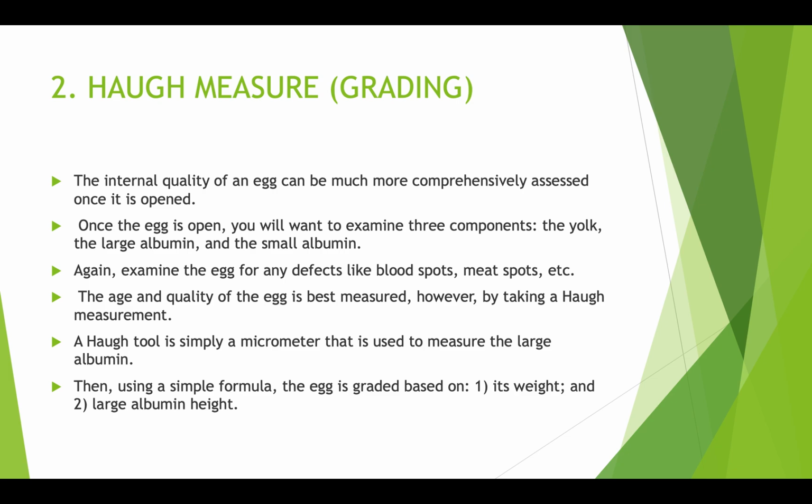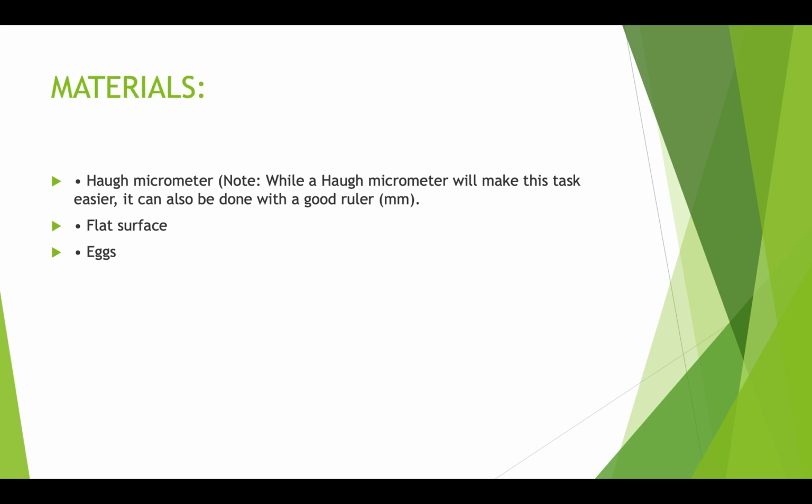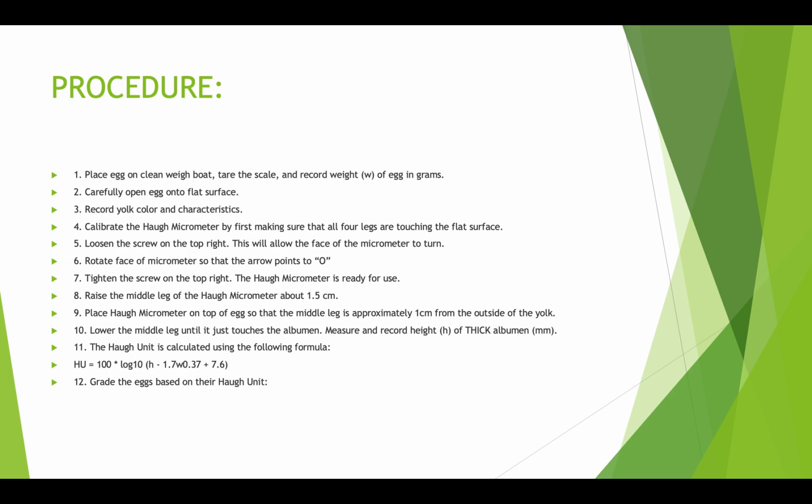The age and quality of an egg is best measured, however, by taking a Haugh unit. A Haugh tool is simply a micrometer that is used to measure the thick albumin. Then, using a simple formula, the egg is graded on the basis of its weight and thick albumin height. For this, we need a micrometer, a flat surface, and egg samples.